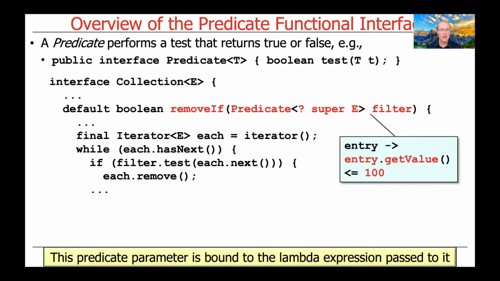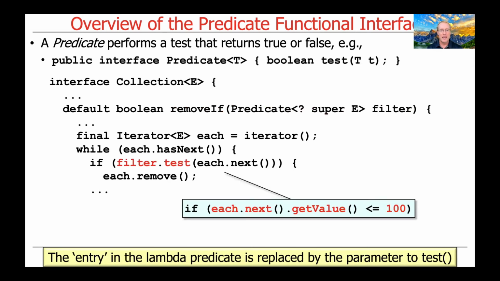So here's a little bit more mapping of our original example onto the implementation of removeIf. If you recall, when we called removeIf, we passed in this predicate lambda that was basically entry.getValue less than or equal to 100. And that's essentially what's bound to the filter parameter that's passed here as a predicate to removeIf. This is how it actually gets used in the implementation.